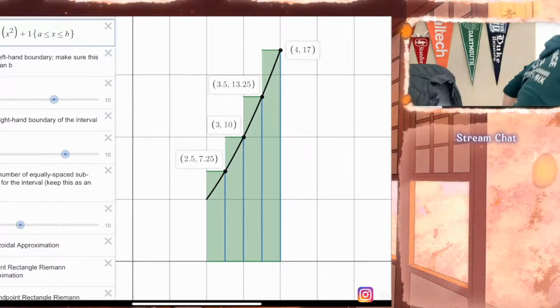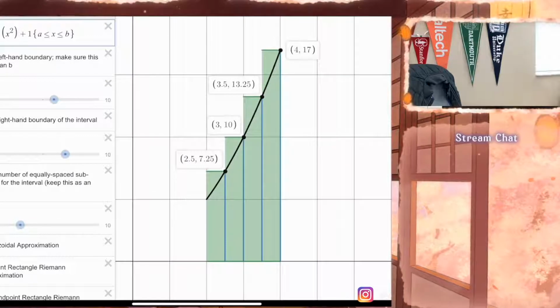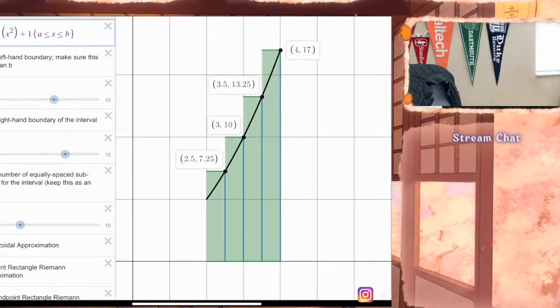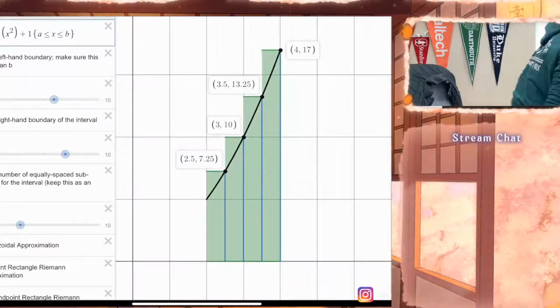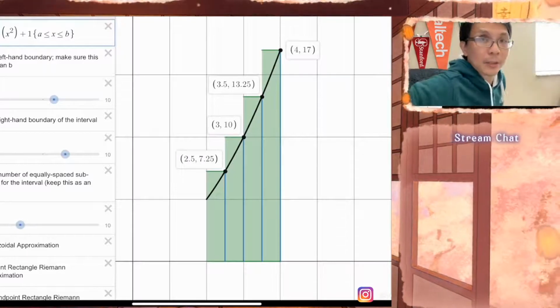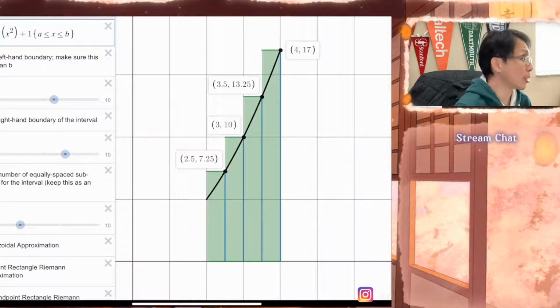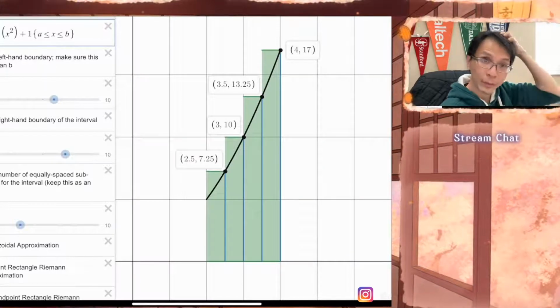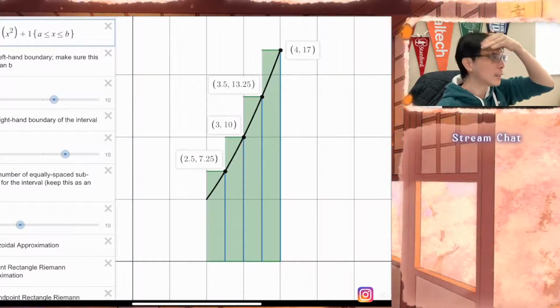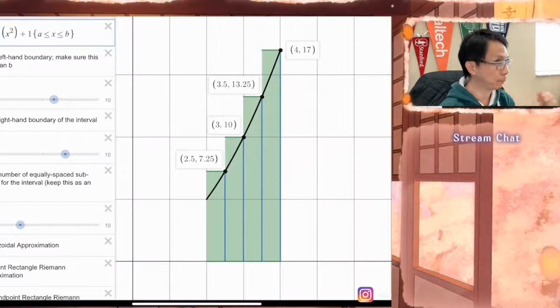Because whatever extra there is over there is extra on top of the black line. Does that make sense? That little small triangle that is above the black line, that's the start. Now this is the approximation.